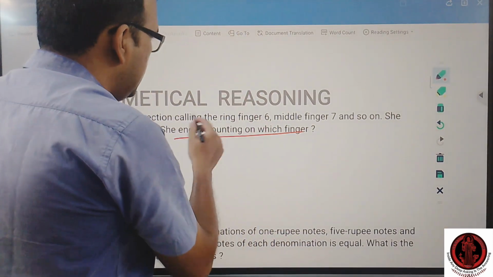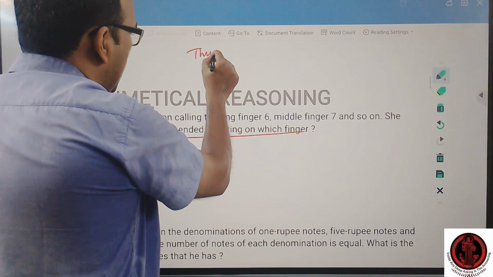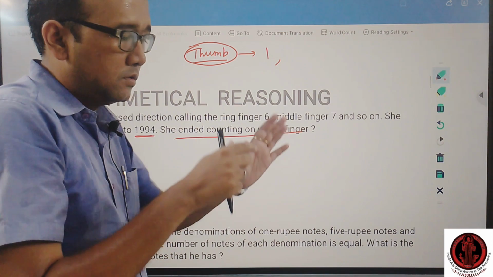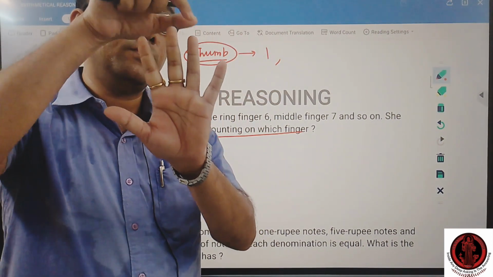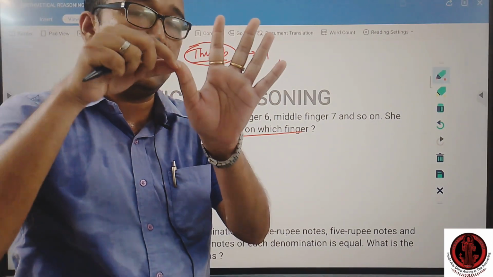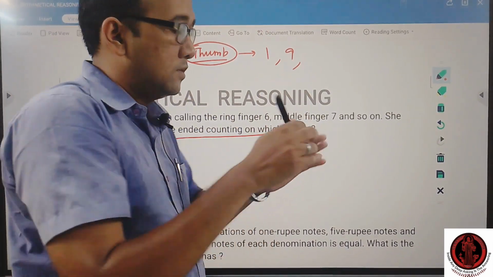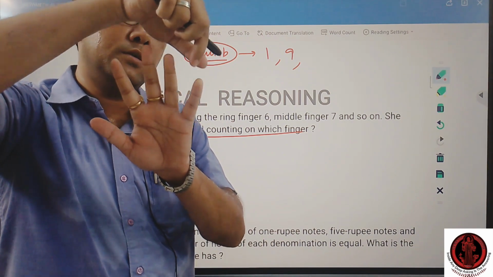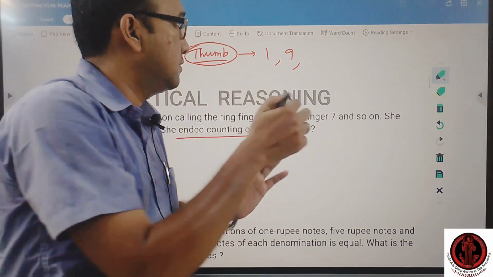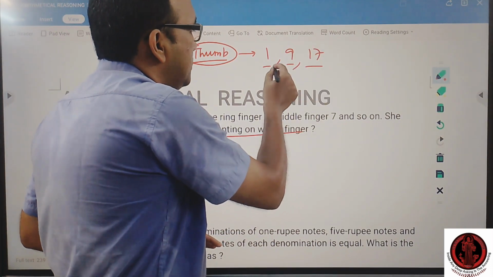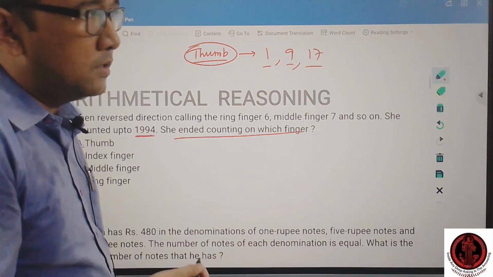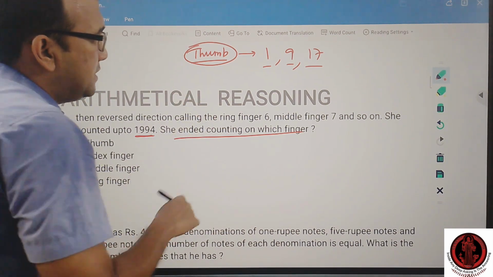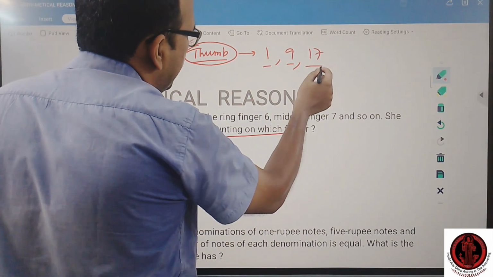So in this way, if I count, first that one, this is one thumb, then 2, 3, 4, 5, then 6, 7, 8, 9, again thumb finger 9, then again 10, 11, 12, 13, 14, 15, 16, 17. So the thumb finger will be 1, 9, 17 like this one if I move in the following manner. That means thumb finger is in 1, 9, 17.